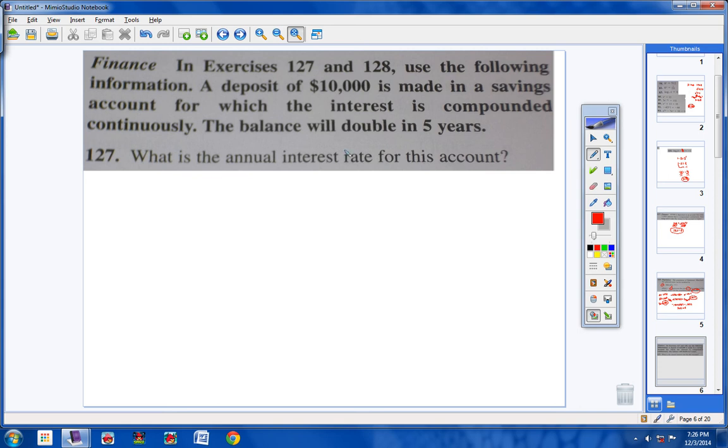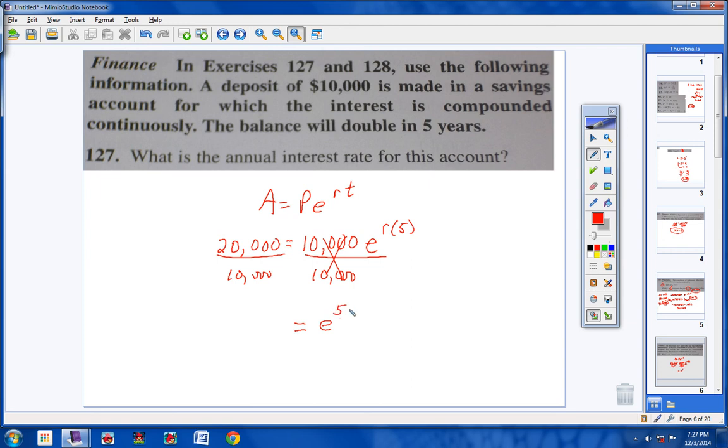Now, what is the interest rate? Okay, it's compounded continuously. There's my formula. A deposit of 10,000 is made, so for P, I'm going to put 10,000. The balance will double in 5 years, so double that. That means I'll have 20,000 over here, and it's going to take 5 years. So r times 5, 5 for t. And we're solving for r. Well, students, we've done this over and over. Here's my unknown. Here's the base of my unknown. I want to get this all by itself. So I'm going to divide both sides by 10,000. These cancel, leaving me with e to the 5r. Over here I'll have 2.